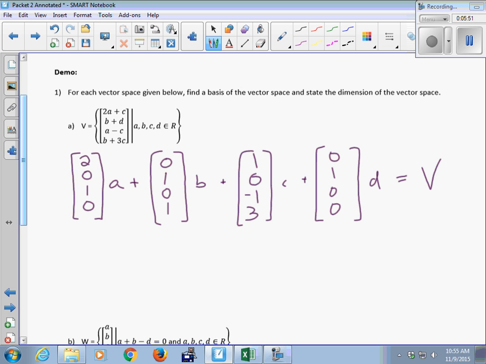All right, so these vectors, this guy, this guy, this guy, and this guy, they form a spanning set. They definitely span the set because I've written them as a linear combination that creates V. So they're definitely a spanning set. What else do they have to be if I want them to be a basis? Linearly independent. How can I tell?